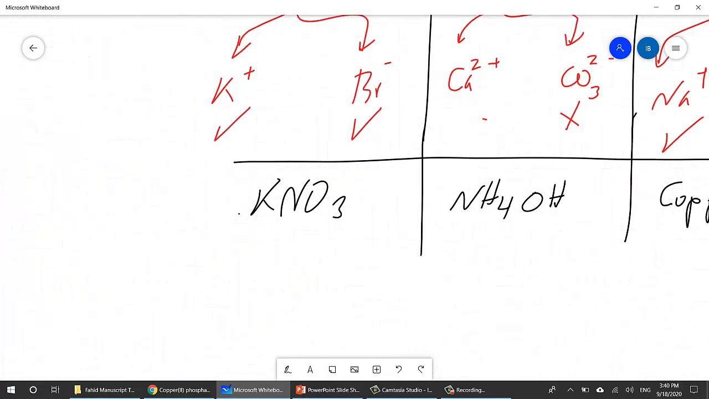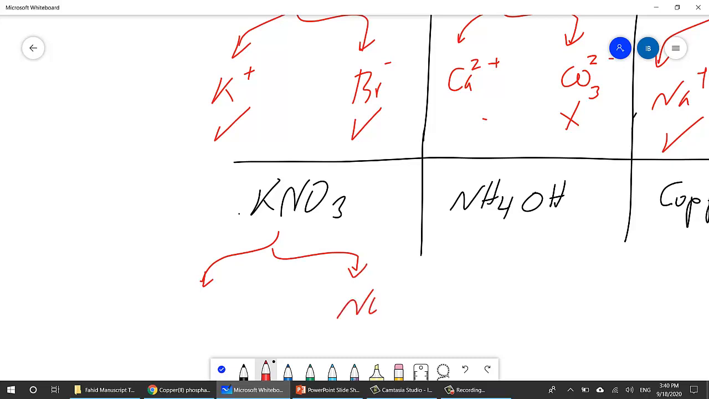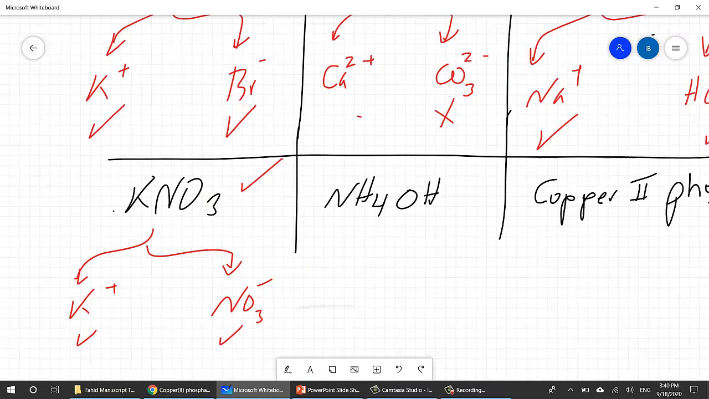KNO3. There is a rule that says nitrates are all soluble, and that makes it easy for you. Anything that contains NO3− should be soluble, and also K+ is soluble without exception, so this should be good.